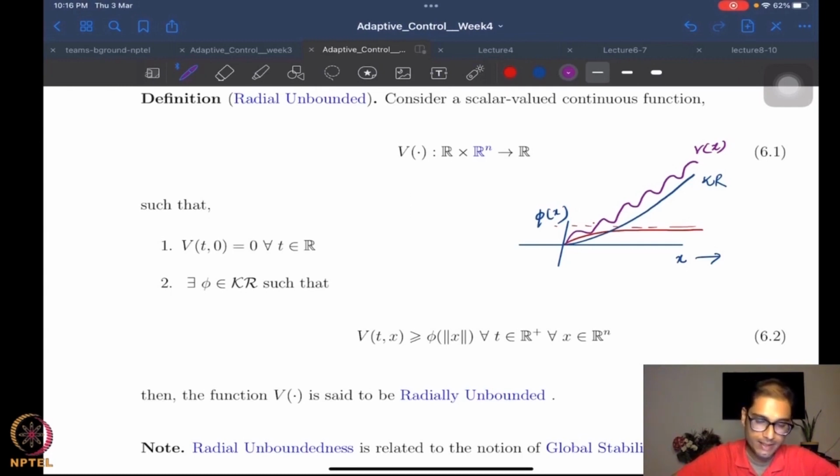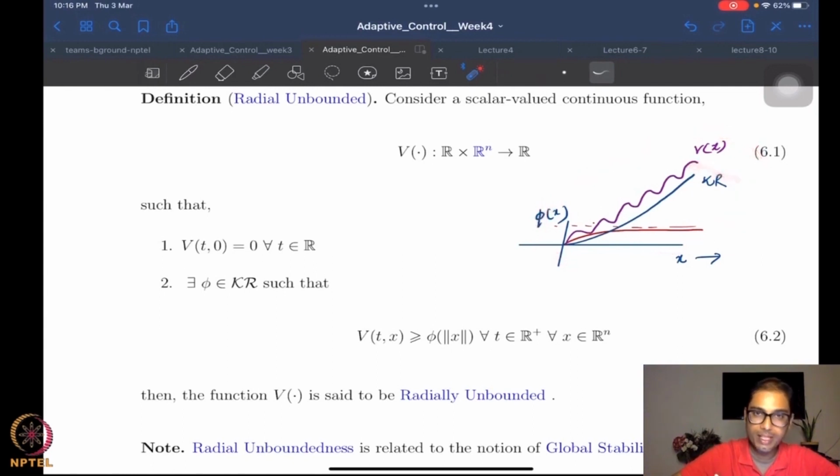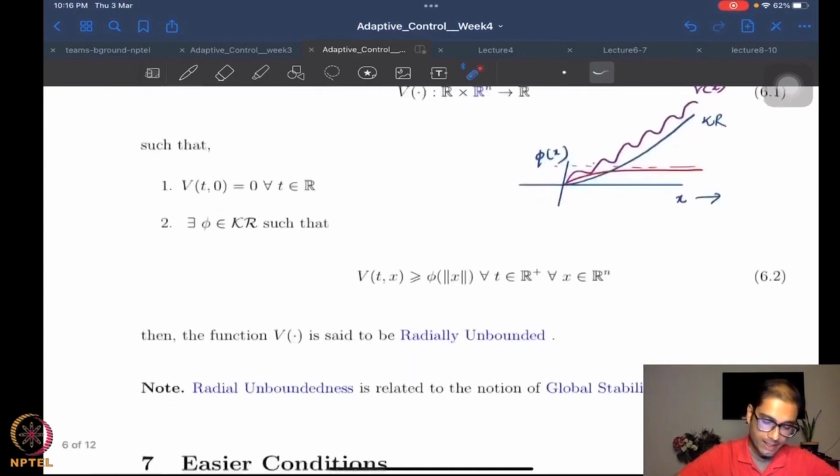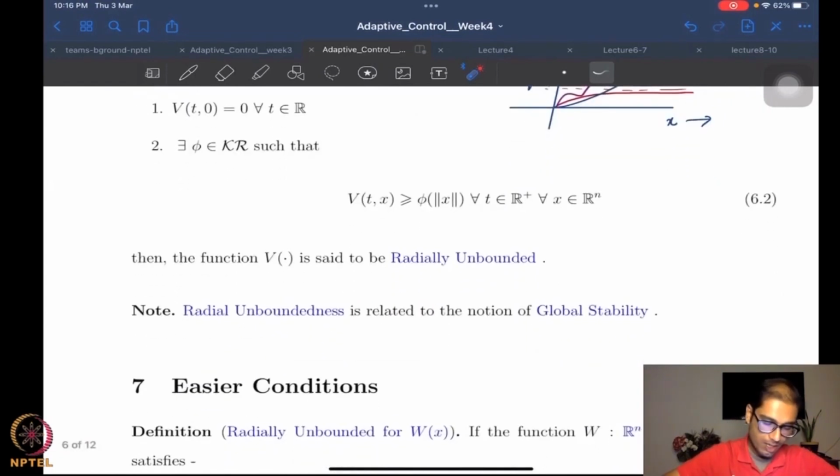Okay, so this picture gives you an example. The only thing is there's no crossing happening anymore. It always has to lie above this class KR function curve. And in such cases, V is said to be radially unbounded. And just as we already stated before, radial unboundedness is related to notions of global stability. Just like positive definiteness is connected to local stability, radial unboundedness is connected to global stability.